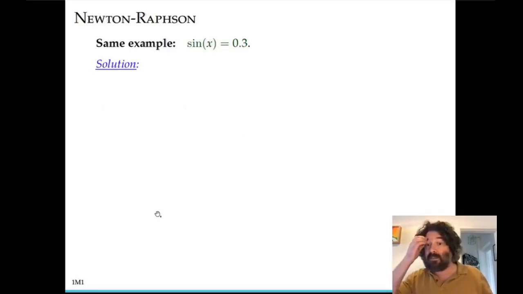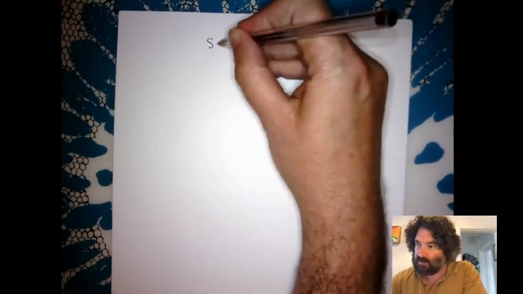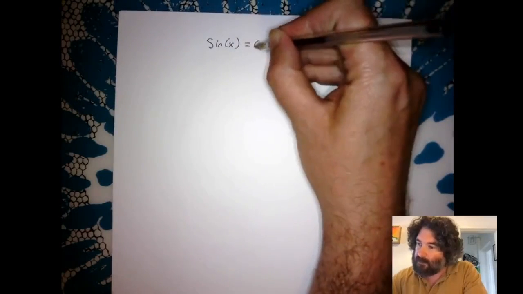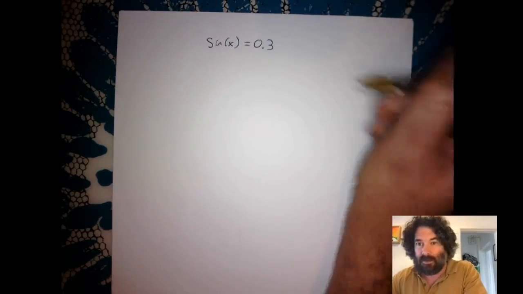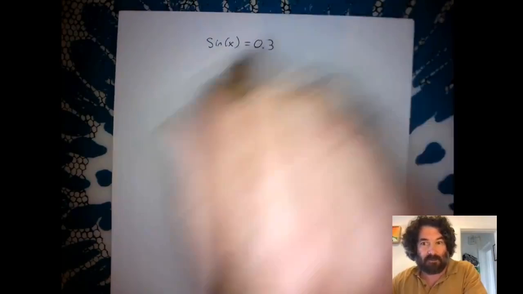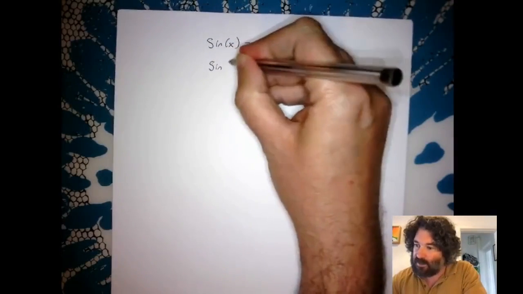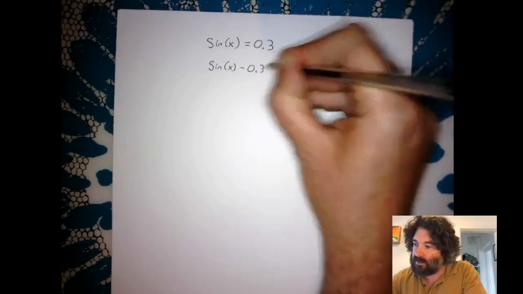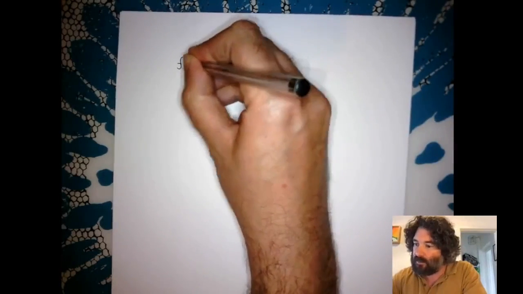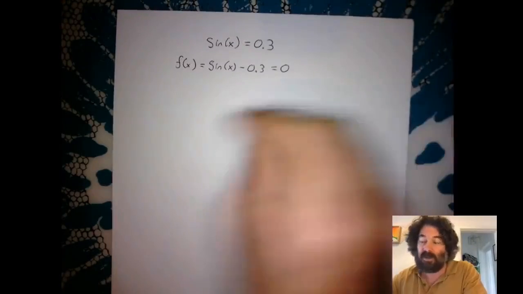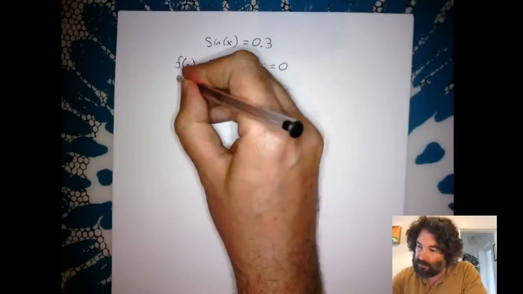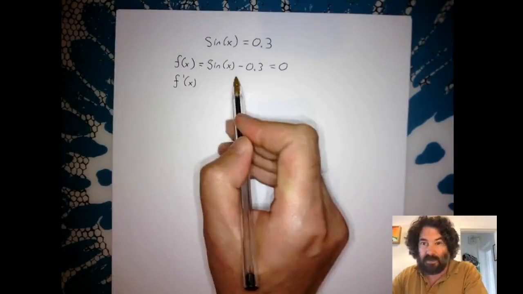All right, so I'm going to apply the Newton-Raphson method to the same example we were looking at with the bisection method. The equation we want to solve is sine of x equals 0.3. With the Newton-Raphson method, you do have to set it up into the form f of x equals 0. So we subtract 0.3 from both sides, and now it has the form f of x equals 0. And in order to apply the method, you have to take the derivative. We just need to know the derivative of sine, which is cosine.